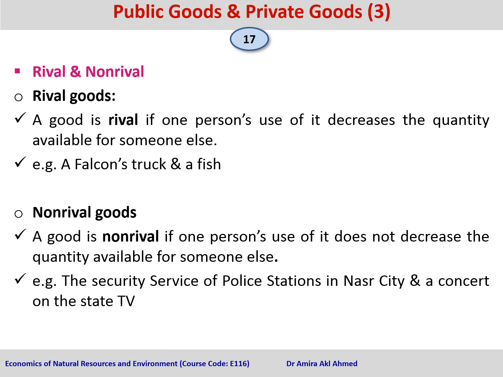A good is said to be rival if one person's use of it decreases the quantity available for someone else. In contrast, a good is said to be non-rival if one person's use of it does not decrease the quantity available for someone else.